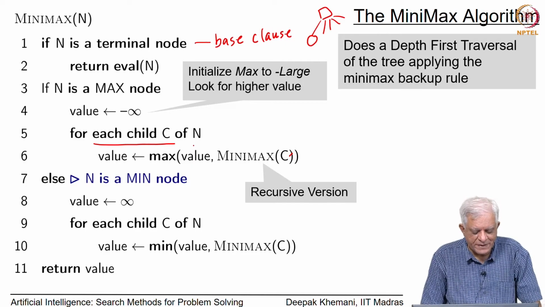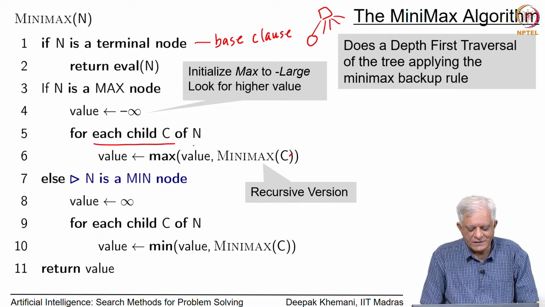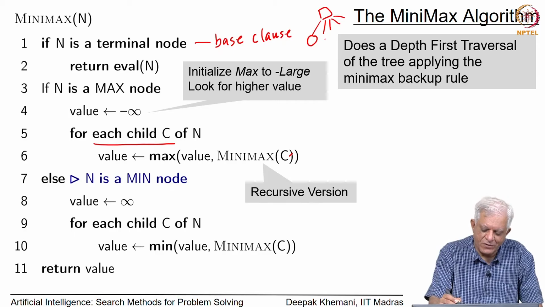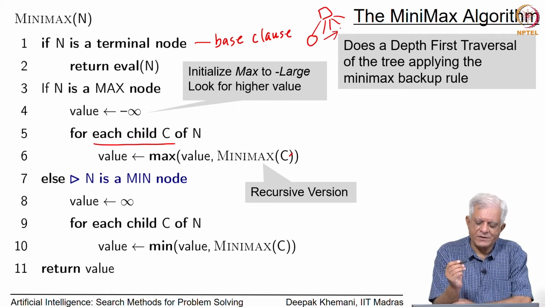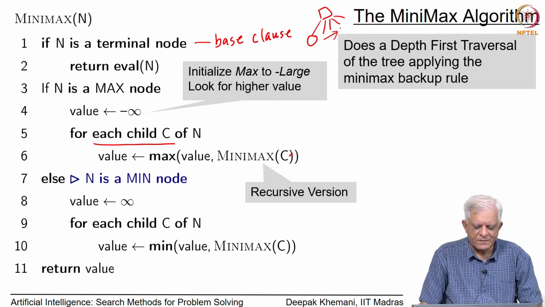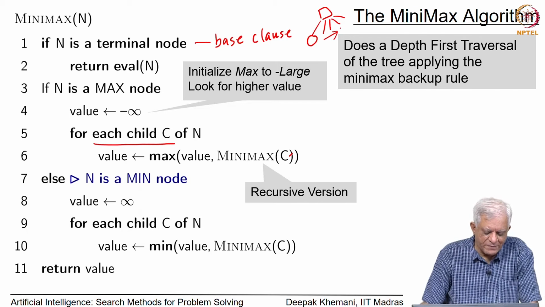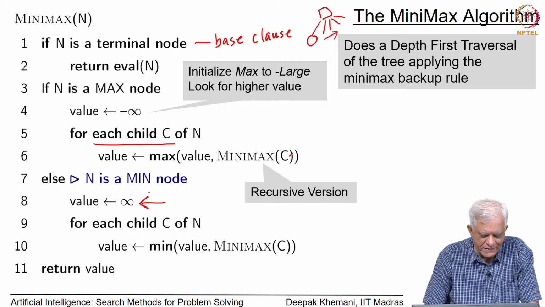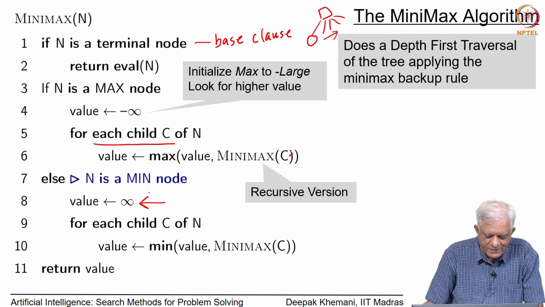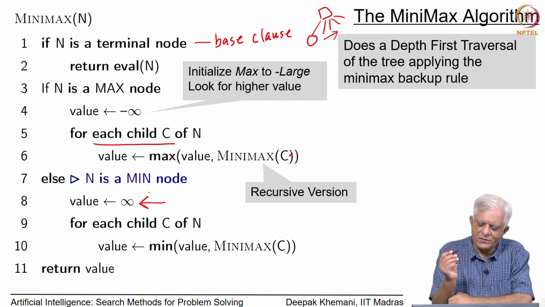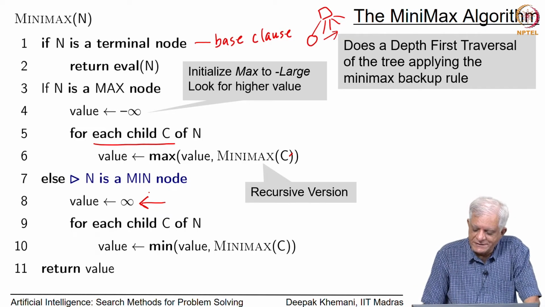Remember that we initialize max to minus infinity. So, the moment the first child gives a value, that becomes the value of the max, and as it proceeds looking at other children, it will possibly update its values to higher values essentially. If the recursive call was made at a min node, we initialize it to plus large or infinity, and then we look for lower values from there onwards, because min is always looking for the lowest possible value from all its children essentially.